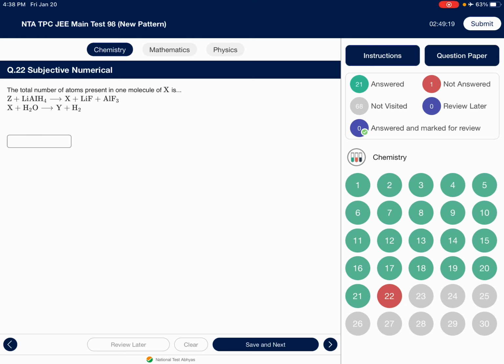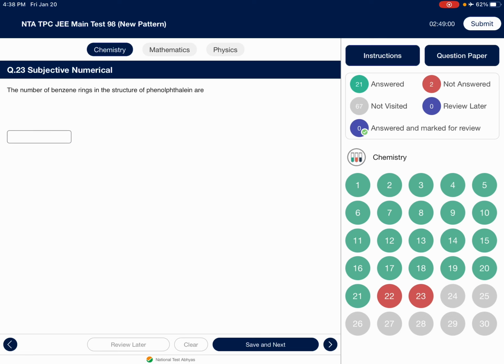Next, total number of atoms present in one molecule of X. Z plus LiAlH4, LiAlF3. So that may be B2O3, and the compound formed is B2... Yaar, what could this be? It could be anything.